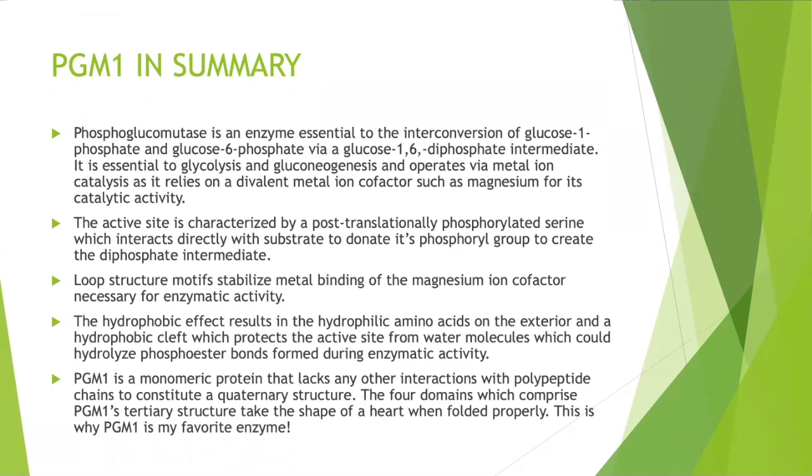Loop structure motifs stabilize metal binding of the magnesium ion cofactor necessary for enzymatic activity. The hydrophobic effect results in the hydrophilic amino acids on the exterior and a hydrophobic cleft, which protects the active site from water molecules which could hydrolyze phosphoester bonds formed during enzymatic activity. PGM1 is a monomeric protein that lacks any other interactions with polypeptide chains to constitute a quaternary structure. The 4 domains which comprise PGM1's tertiary structure take the shape of a heart when folded properly. This is why PGM1 is my favorite enzyme.